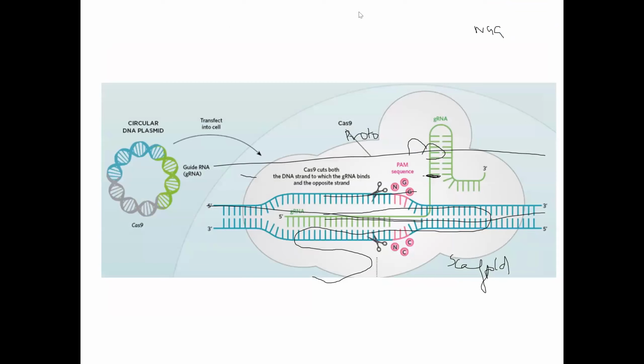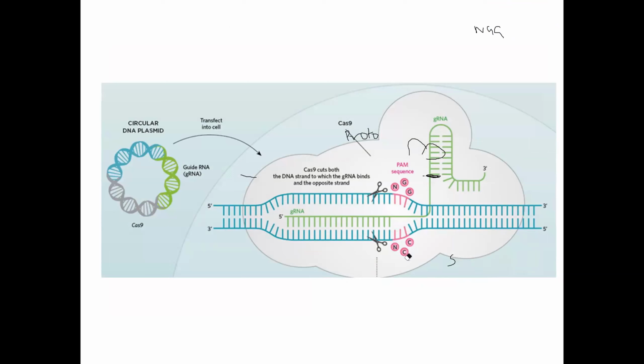To summarize, you can see this picture. Can you see here? This is another view of the same process. You have an engineered system where you have a Cas9 and a guide RNA under a promoter in a plasmid. This plasmid is transfected into the mammalian cell. Then this will code for the Cas9 and the guide RNA, and they will form a complex. This complex will come and bind to the NGG sequence, the PAM sequence.